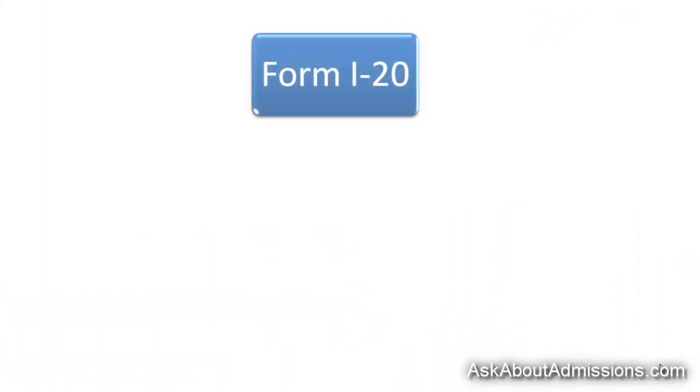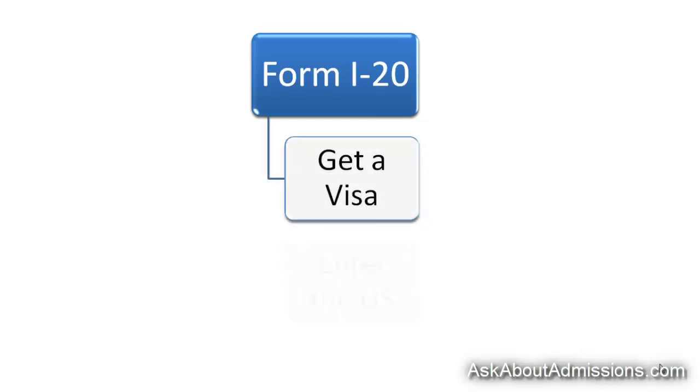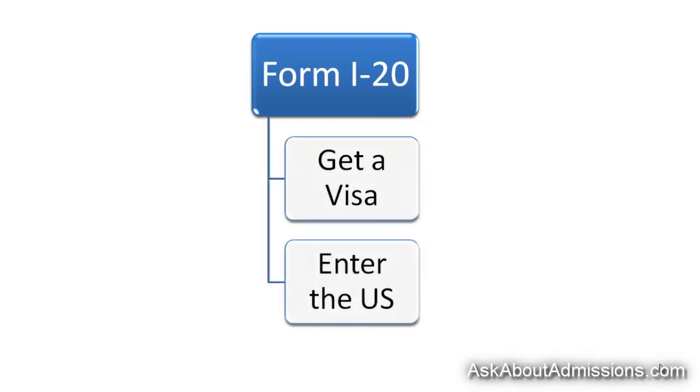To summarize, we can say that every accepted international student gets Form I-20 from the school that accepted him or her. The Form I-20 is necessary to get a visa and every time when entering the United States as an F or M student visa holder.